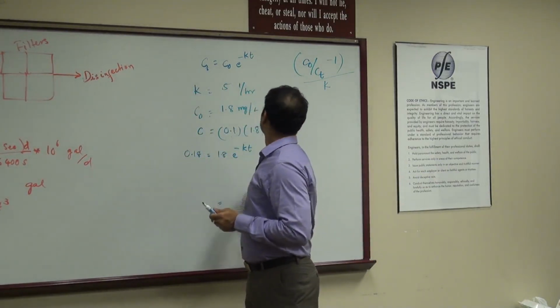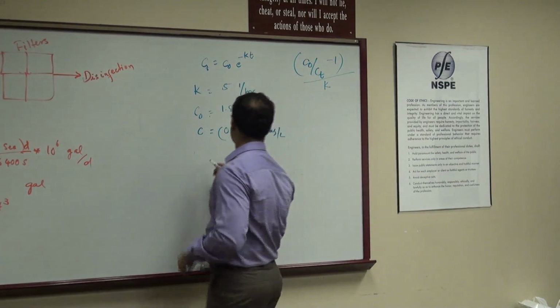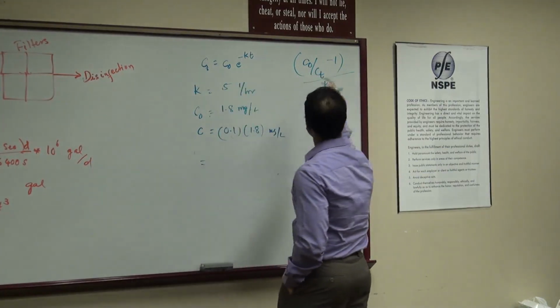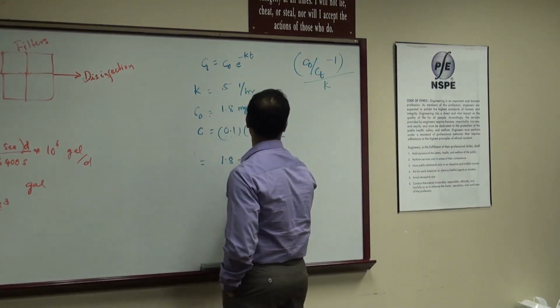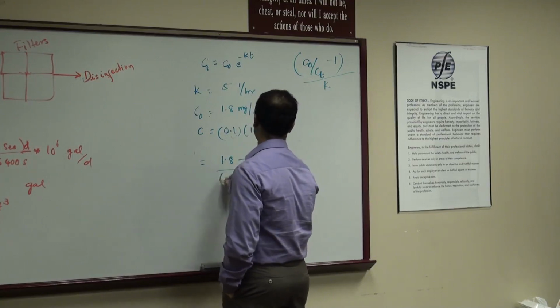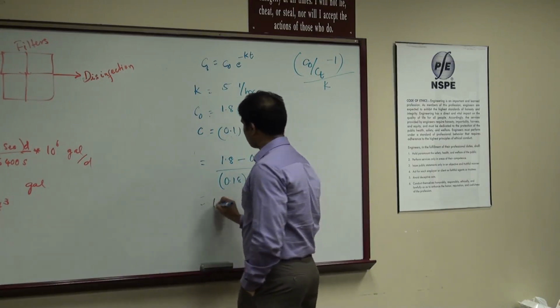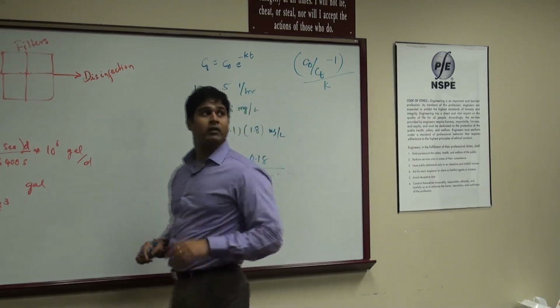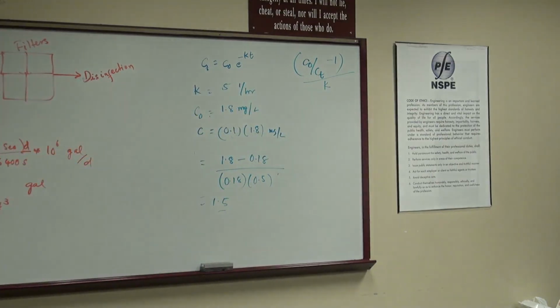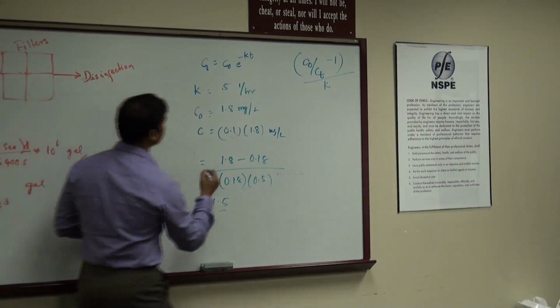C naught over C minus 1. So let's do this. What's that equal to? When I put in 1.8 minus 0.18 over 0.18 times 0.5, that should give you 1.5. That's from your equation for theta for that reactor. So it's following first order reaction, but it's in a completely mixed tank reactor. Were you mentioning that equation before? Yes, that's right.